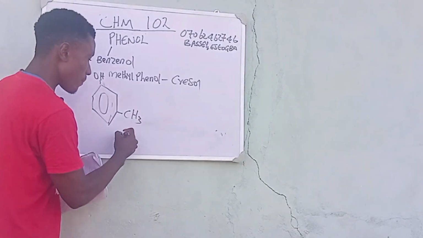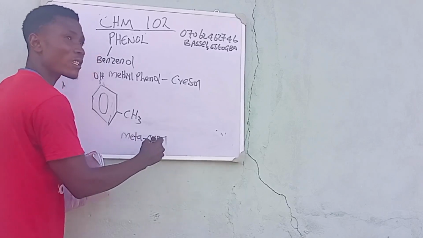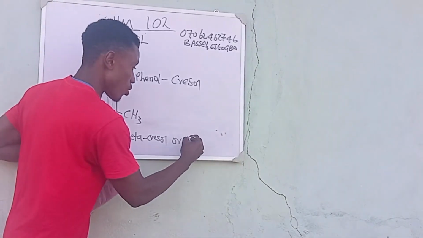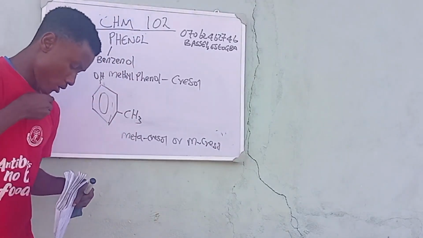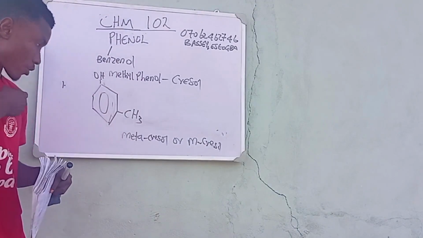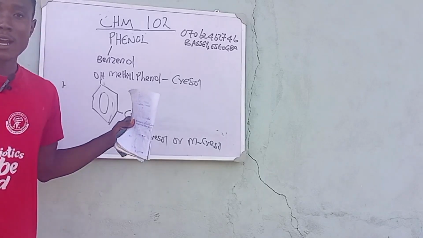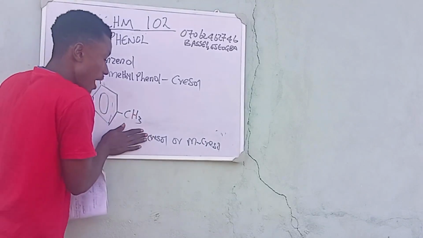So the name automatically becomes meta-cresol, or m-cresol. So we say meta-cresol or m-cresol. Please, I'm checking my mic because if this mic gets off, I am doomed. So we have our meta-cresol or our m-cresol.